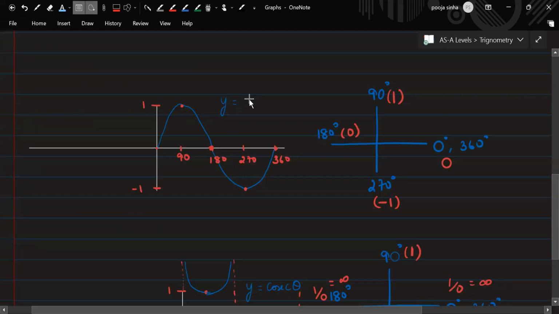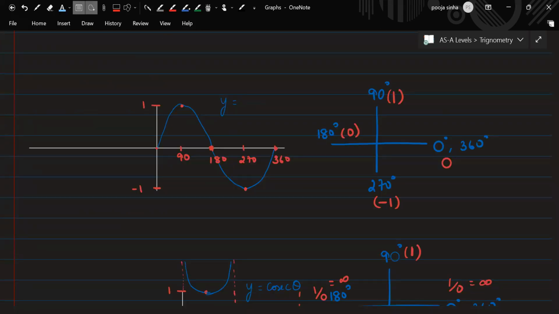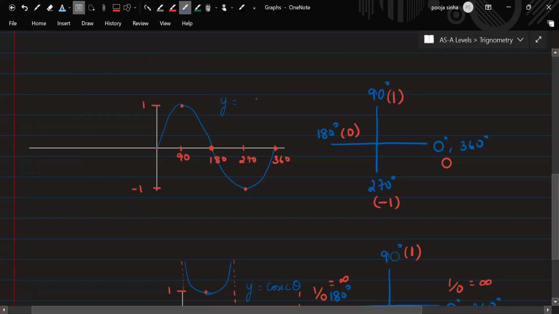Now it is going to be cos theta. We will draw the graph.